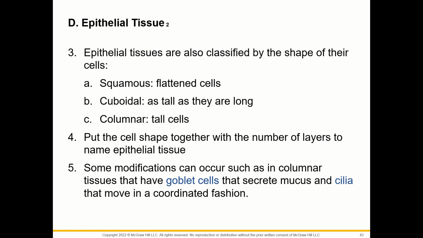Some modifications can occur, such as in the columnar tissues that have goblet cells. Goblet cells secrete mucus, and there are cilia that move in a coordinated fashion. This is important in, for example, the respiratory system. So the mucus is moving out of the lungs and you swallow it into the digestive tract.